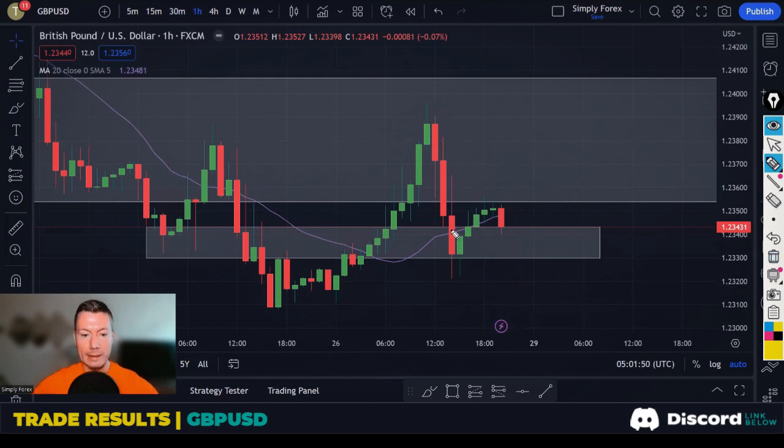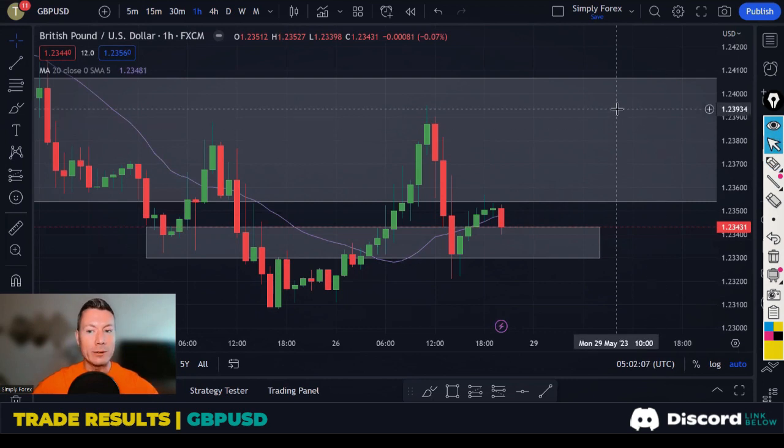You would still be in this trade, obviously. My first target would be down here. So let's see what happens with that. But I'm still looking to short pound US dollar. This is still a short trade for me. What was the next trade from Friday?